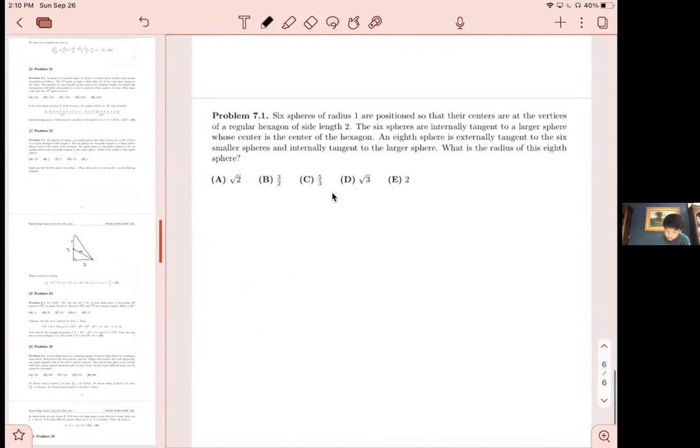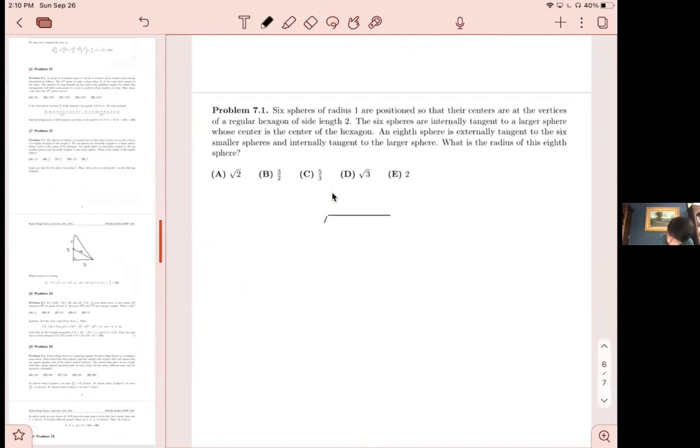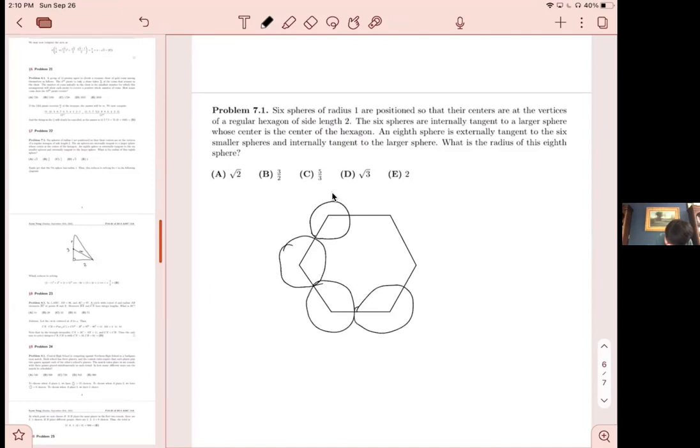So the first thing to do here is to draw the hexagon. And then we draw the circles. And so we have 6 circles, each of radius 1 around this regular hexagon with side length 2. And then the 7th sphere, oh yeah, these are actually spheres. I'm just drawing cross sections.